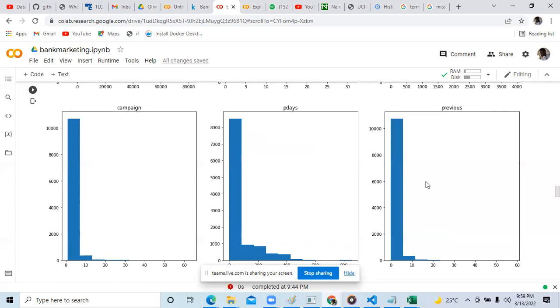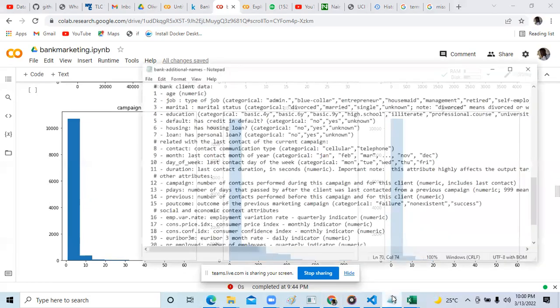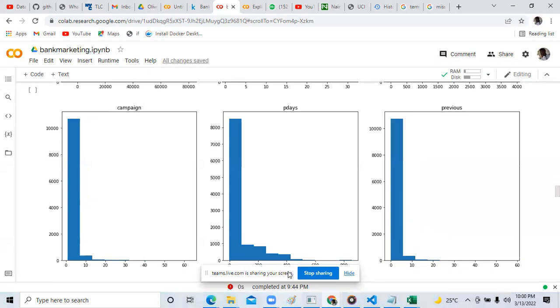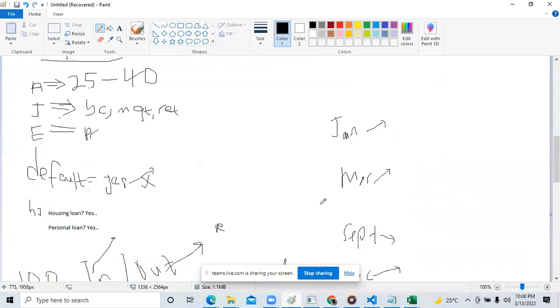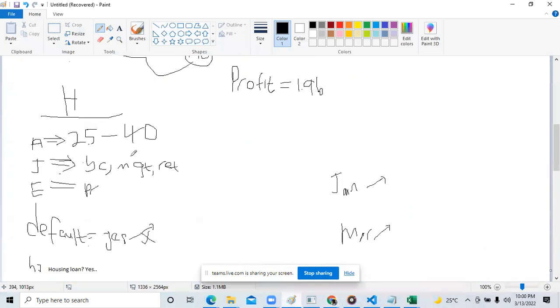Too bad. So we know we have outliers in campaign PD. So let's go back to our jottings, right? So from here, we decided that this was my hypothesis.